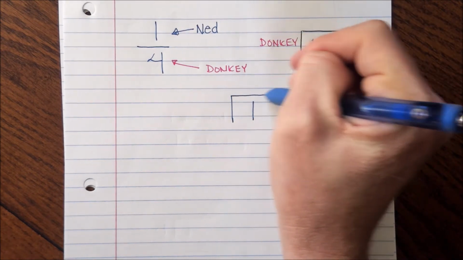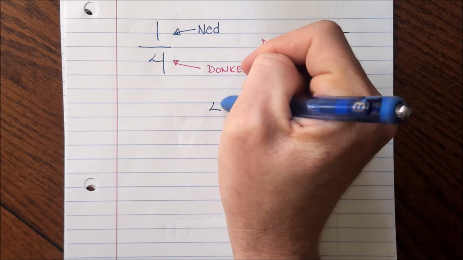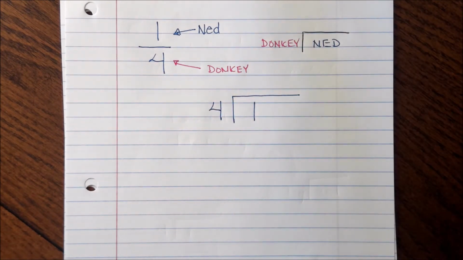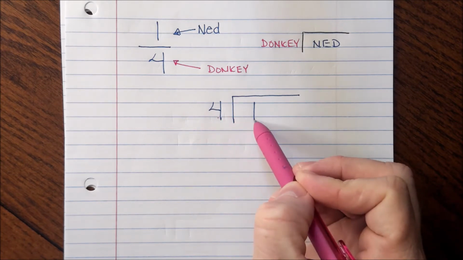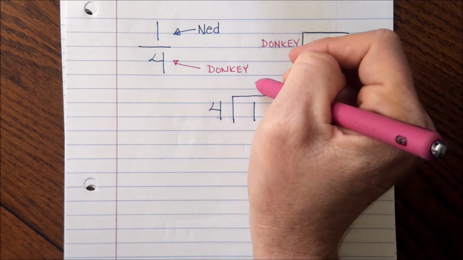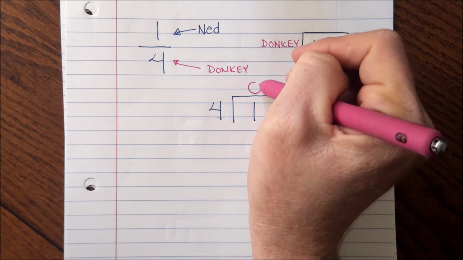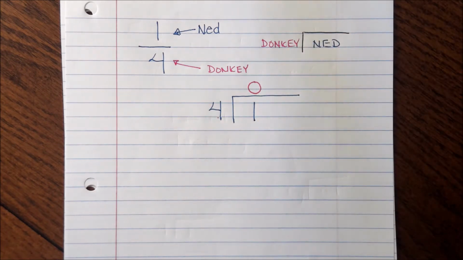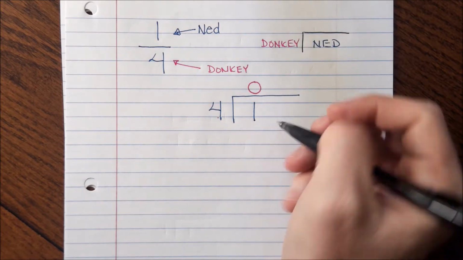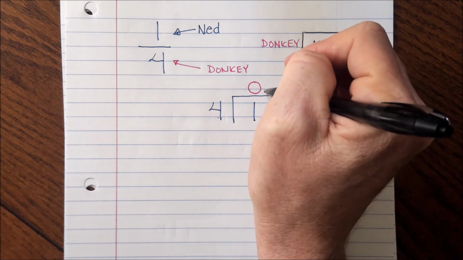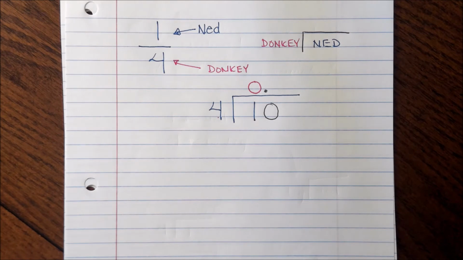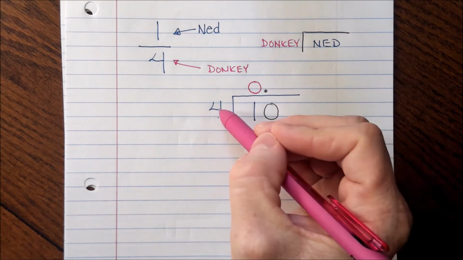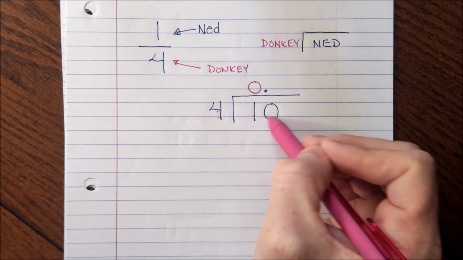I'm going to put 1 inside the house because that is Ned. Now I'm going to throw 4 outside because that's Donkey, right? And now I can start dividing. So how many times can 4 fit into 1? It can't. So it fits in there 0 times. All right. So what do I do now? I'm going to throw a decimal next to that 0, and I'm going to put a 0 next to the 1. So now I'm going to figure out how many times 4 can fit into 10.